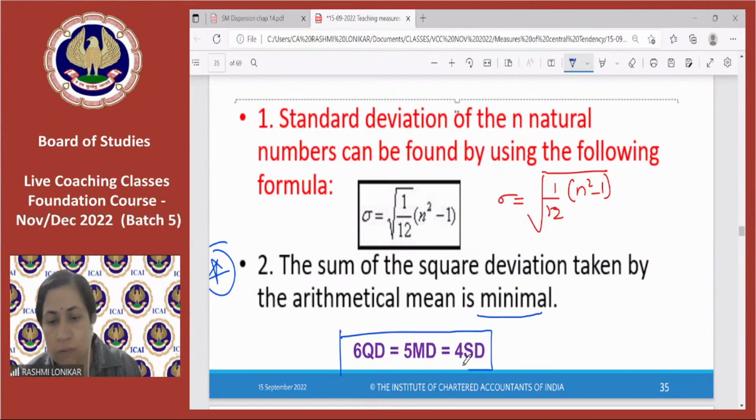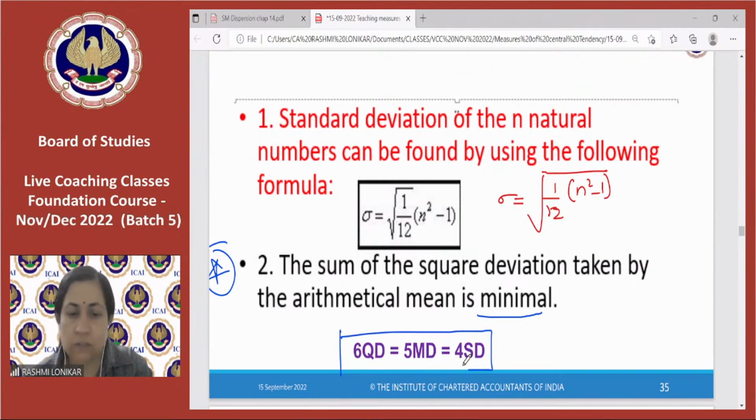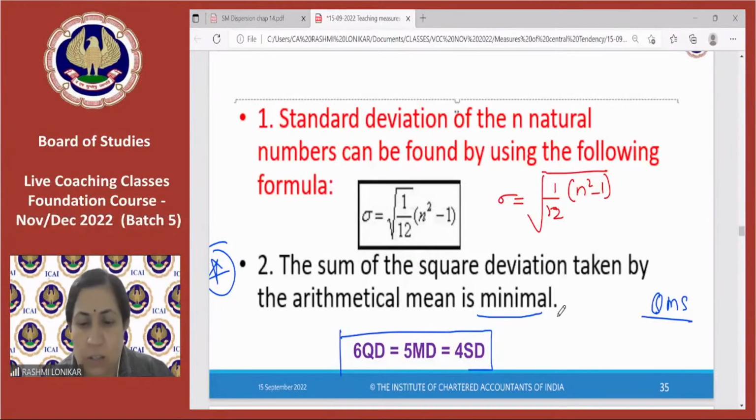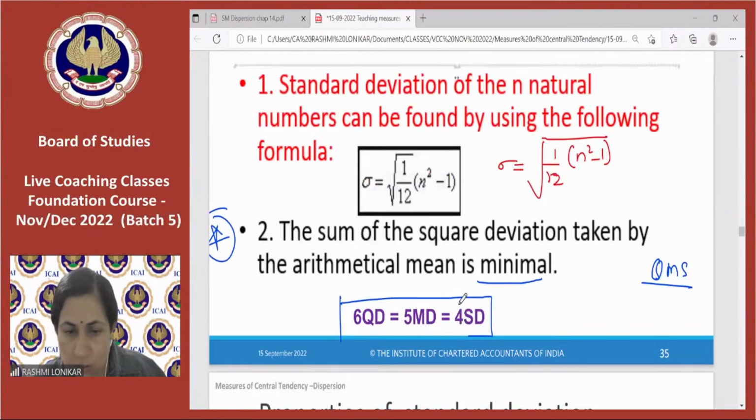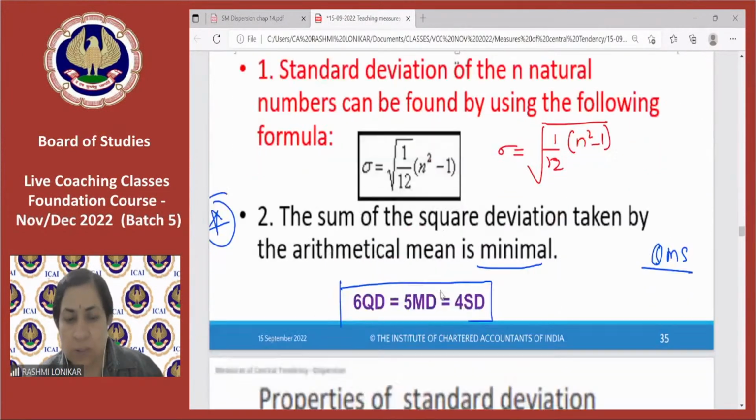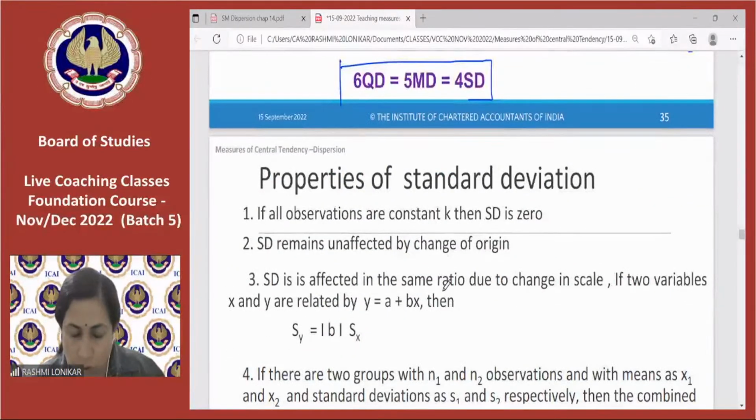Now we know of standard deviation, we know of mean deviation, and we know of quartile deviation. Using this empirical formula also, sometimes you may be asked a question: 6 QD is equal to 5 MD is equal to 4 SD. You remember QMS in geometry, when we solve problems, we use QMS. So we have Q, M and S. So 6 times quartile deviation is equal to 5 times mean deviation is equal to 4 times standard deviation. These are the two properties on which we will get sums.